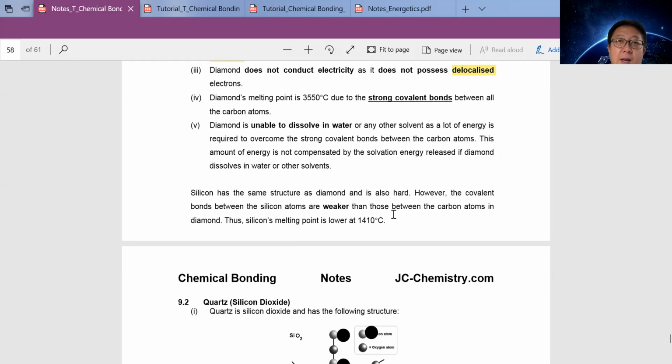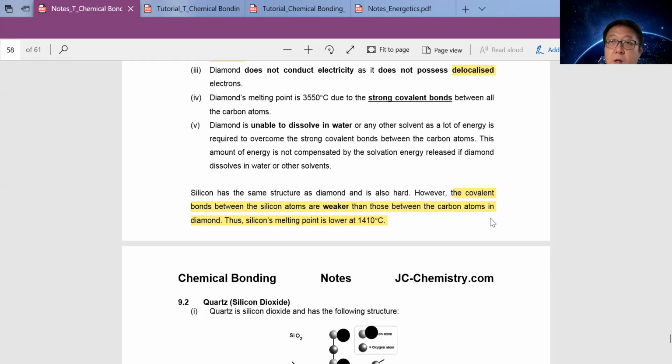Okay, so silicon has the same structure as diamond, but however the bonds between silicon atoms are weaker compared to the diamond itself. The melting point of silicon is lower at 1410 degrees Celsius. So do you all know why? This point here, I know we always give this in lecture, but no student really asks. Do you know why or not?